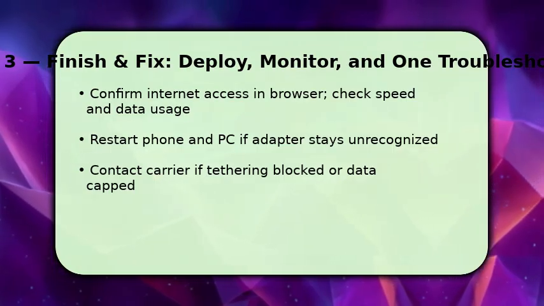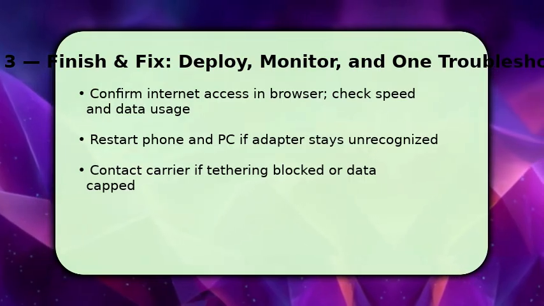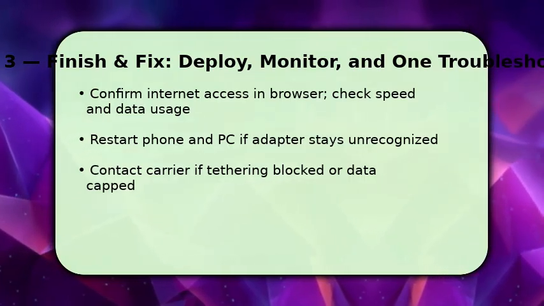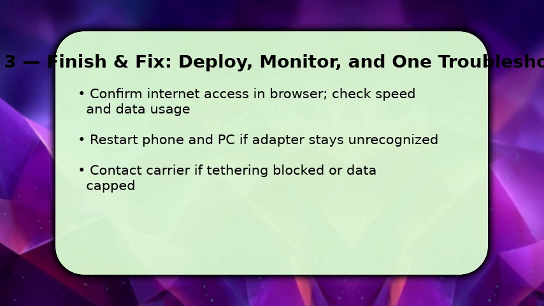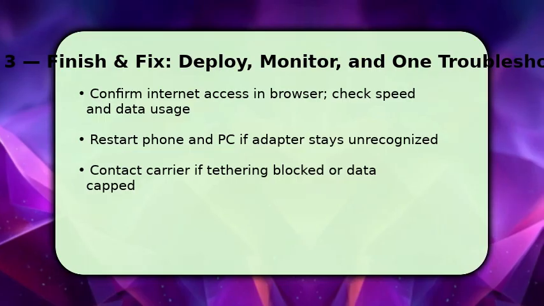If the adapter never appears, reinstall drivers and update Windows. Finally, if tethering is restricted, contact your carrier. Some plans block USB tethering or require an add-on. Ask about allowances and any extra charges.